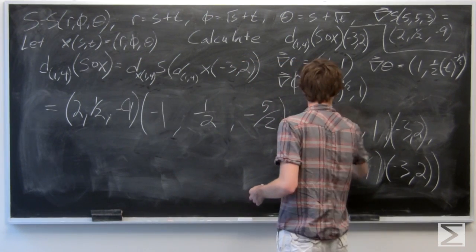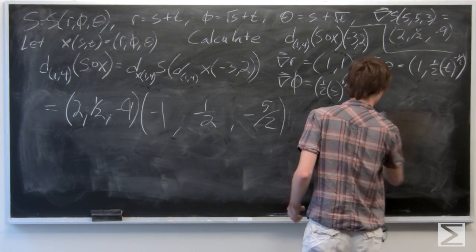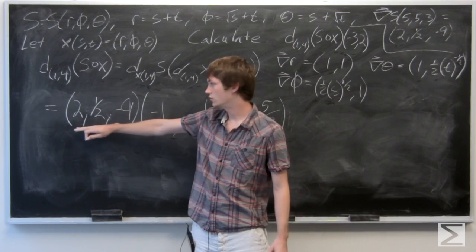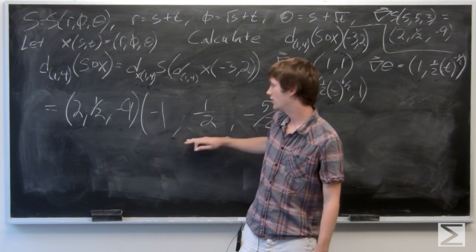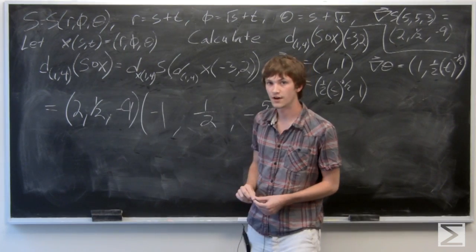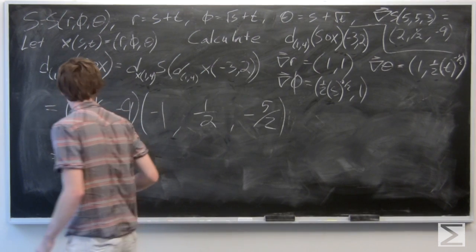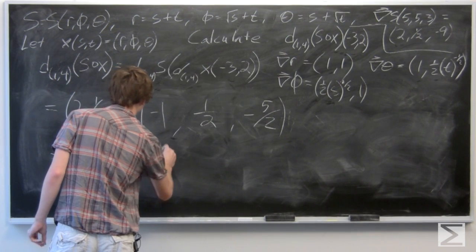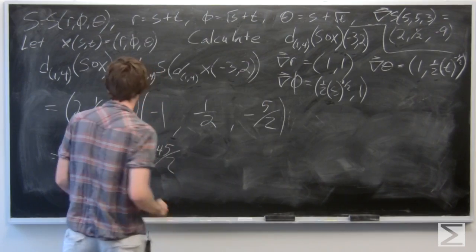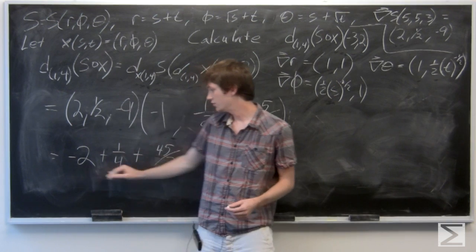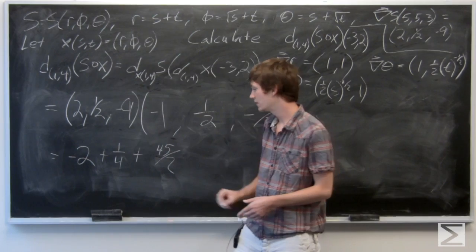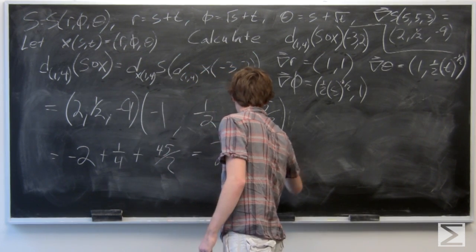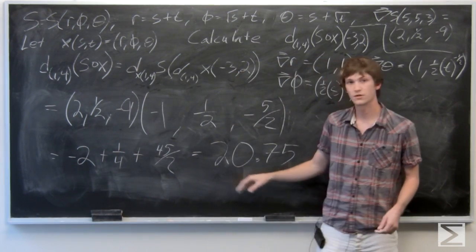And so we see that our total derivative is going to be the dot product of the vector 2, 1 half, negative 9 with the vector negative 1, negative 1 half, negative 5 halves. So we can compute that. We see that it equals negative 2 plus 1 fourth plus 45 halves, and that is 20.75. So our final answer is 20.75.